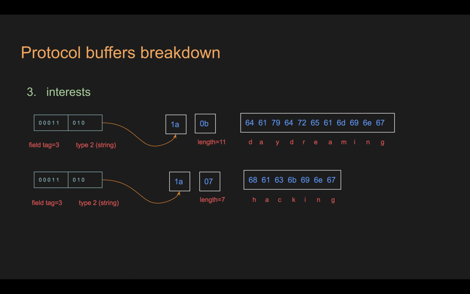And for encoding the list, it encodes each element of the list with the same tag number combined with its type, which is string here. So in the case of these two string elements, it uses the same field tag, 3, and then the type as string. So the length of the first element of this array is 11, and in this case it's 7, and then the strings are encoded. So protobufs are able to encode this data in 33 bytes, which is almost the same as Thrift in terms of space complexity.